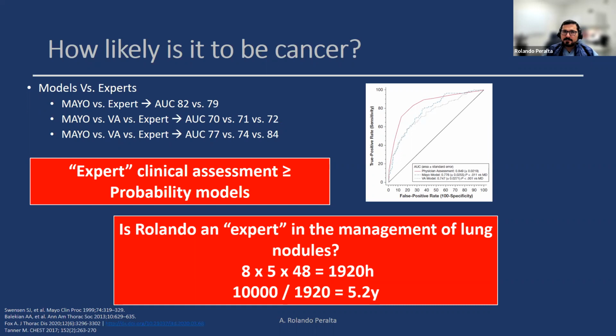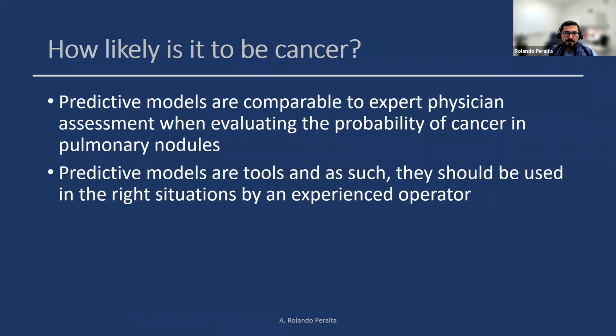if you have any hesitation about the probability of cancer in this particular patient, use a probability model and see if that helps you a little bit, okay? So in summary, predictive models are comparable to expert physicians when evaluating the probability of cancer, but predictive models are tools, and as such they should be used in the right situations by an experienced operator and in the right patient, okay?